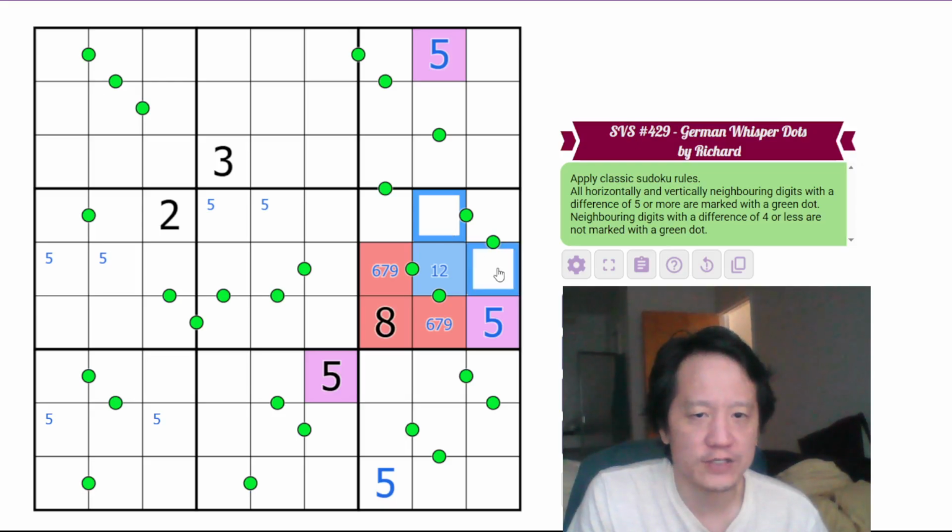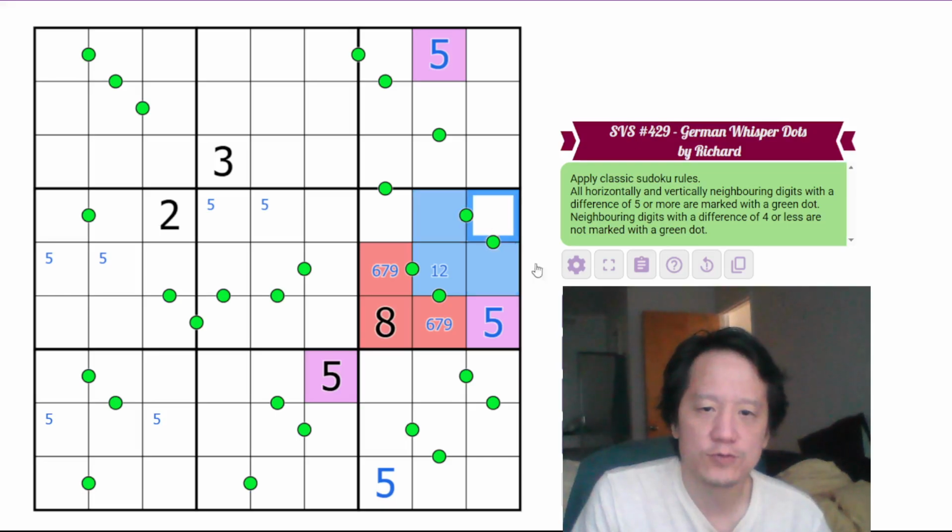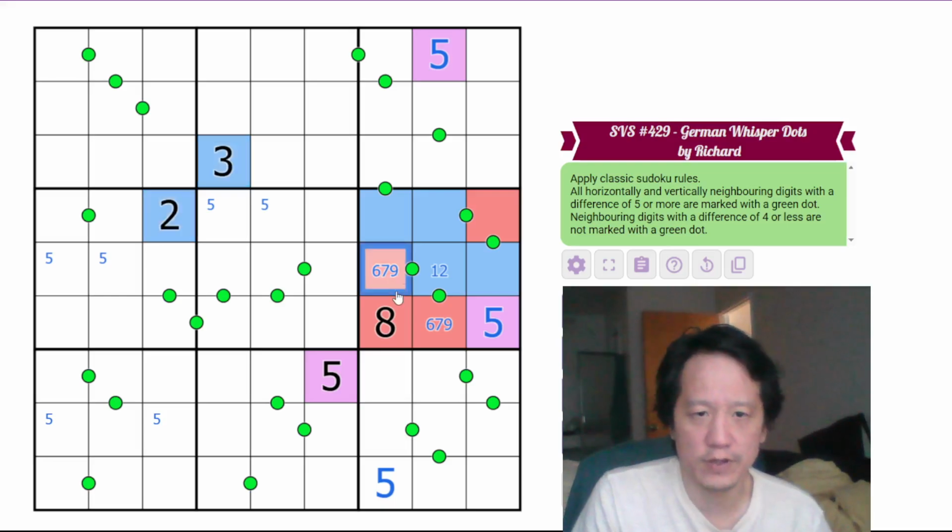These cannot be 2 high digits. If there are 2 high digits, the problem is you'd have 5 high digits in box 6. So these must both be low, which forces this to be high and this to be low. These two are also low. This is low, so this must be high.